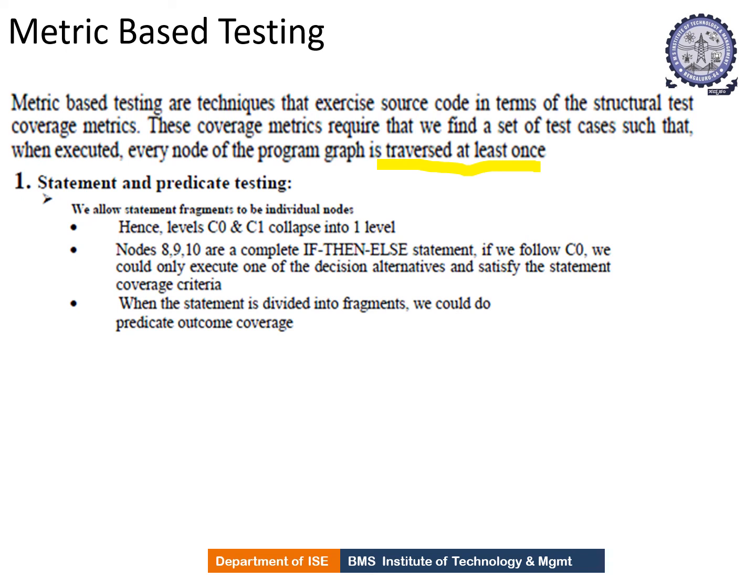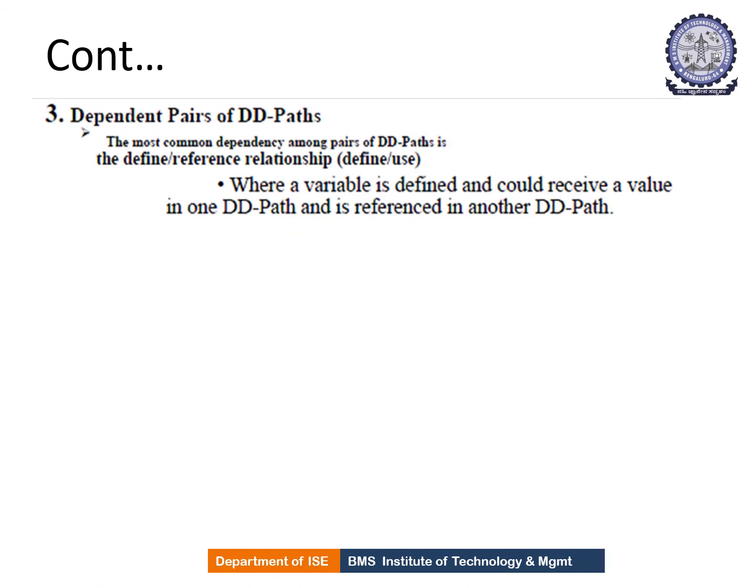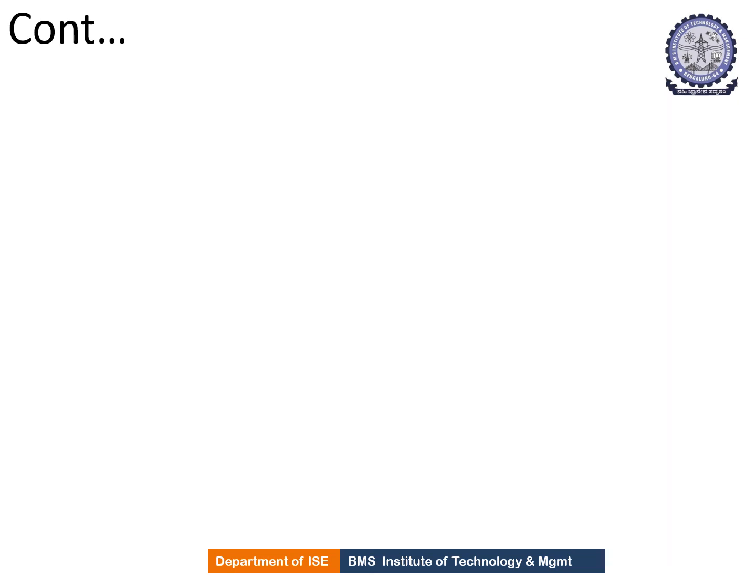Now we have statement and predicate testing, which talks about C1 and C2, which I discussed in the last slide. Then this is DD path. Again, this is also C1 metrics, which talks about the basic metrics. C1P talks about traversing every edge of the DD path, and dependent pair. This is CMCC, multiple condition coverage.